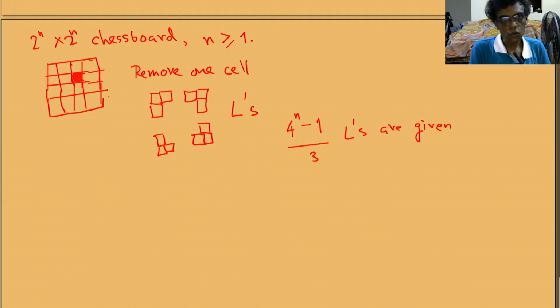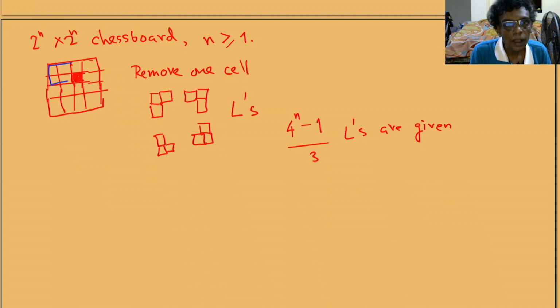So the task is to cover this thing, except this cell which is already removed, cover the entire thing using these L-shaped objects, such that the entire board is covered except this removed cell, and these different L's are non-overlapping. Let us see how this can be done. Let us see first an example that this can be done, and then I will give you a general proof.